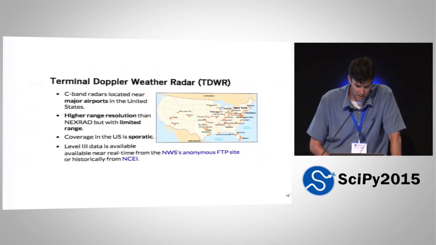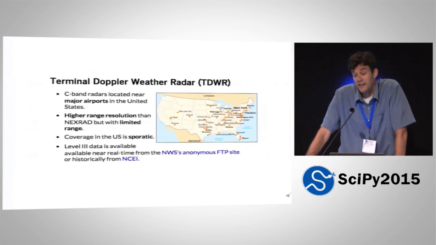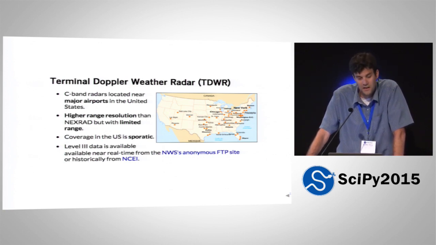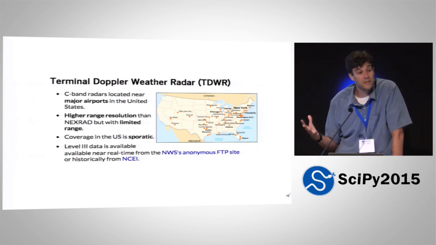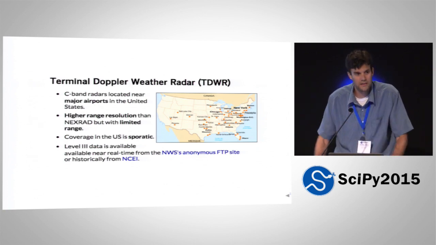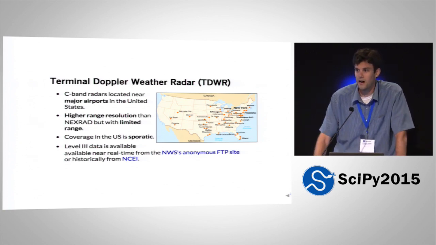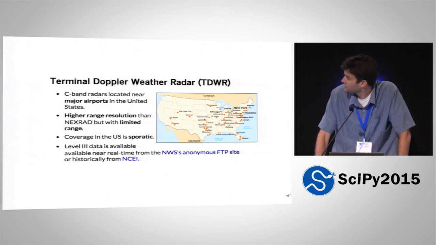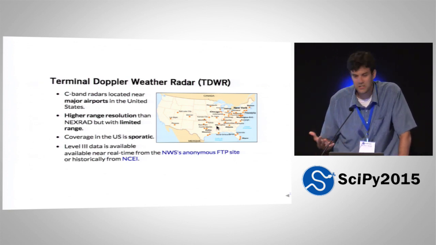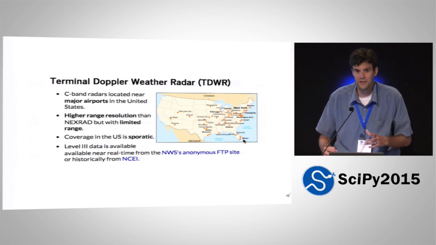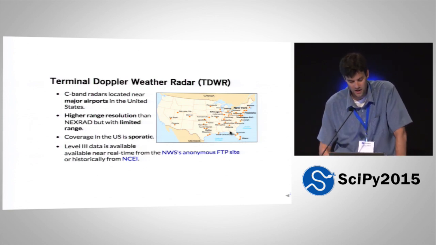So another source of open access radar data is the Terminal Doppler Weather Radars. These are C-band instruments located near the major airports in the United States. They have higher range resolution than NEXRAD, so they have smaller gate spacing, but they don't see as far afield. As you can see from the map, the coverage is much sparser than NEXRAD, but there are a couple major metropolitan areas, Washington, D.C. and Miami, where there are a number of instruments really close together, which can make for some interesting science because you can combine data from those instruments.